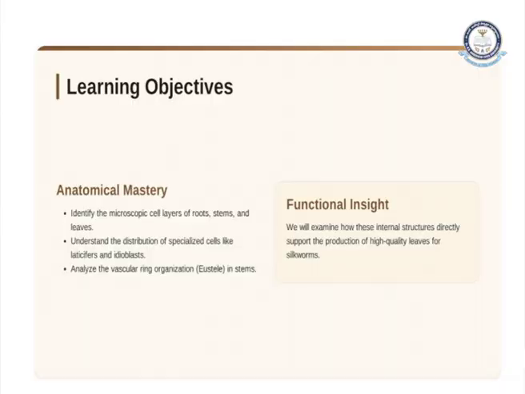What is vascular ring organization? We have a vascular system that we will be observing in this unit. What is the functional insight of this lesson? We will examine how these internal structures directly support the production of high quality leaves for silkworms. As mentioned, the mulberry plant directly defines and affects the growth and development of the silkworms. This is the functional insight that we are going to study in this unit.